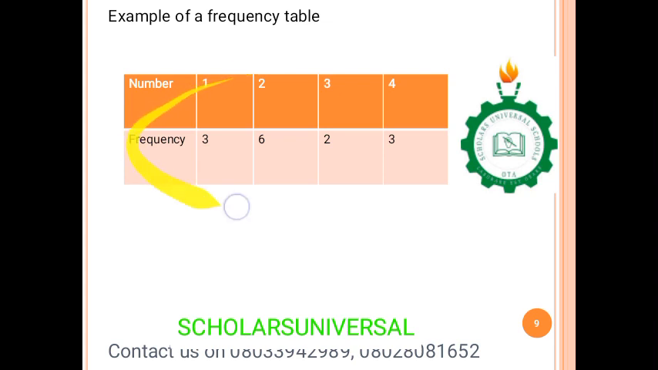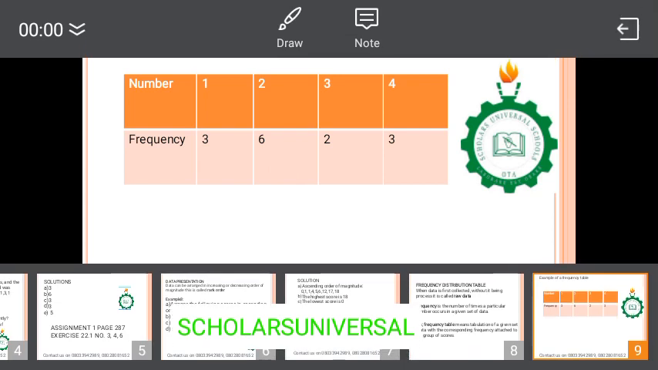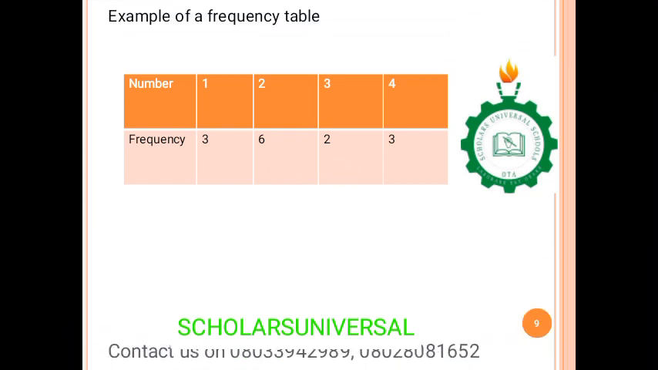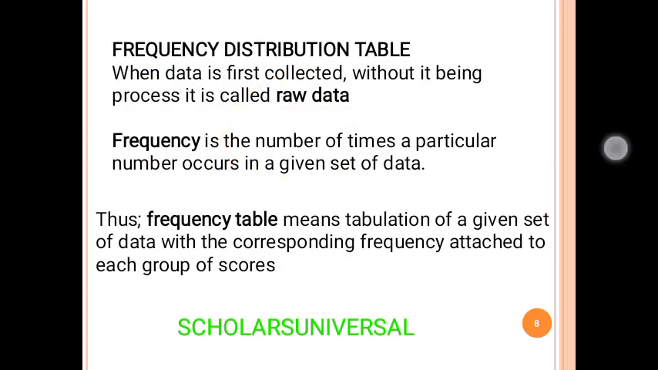Here is an example of frequency table. So we have number, we have frequency. So how many times does 1 occur? It occurs 3 times. How many times does 2 occur? It occurs 6 times. How many times do you have 3? Twice. How many times do you have 4? Twice. So this is an example of what? Frequency table. Let's move on.